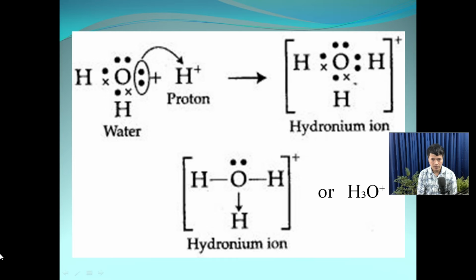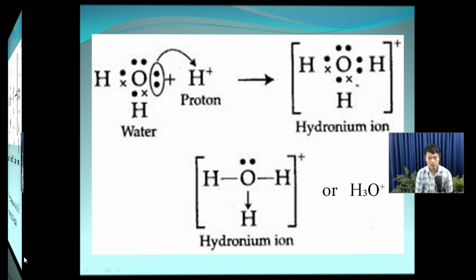And on the other side we have the hydrogen ion. Hydrogen ion, as we know, doesn't have electrons. It consists of only a proton. It is in need of an electron in order to be stable. So the oxygen in the water molecule has free electrons which it can share with the hydrogen ion. When this oxygen shares the lone pair of electrons with the hydrogen ion, they combine together and they form a hydronium ion or H3O+.